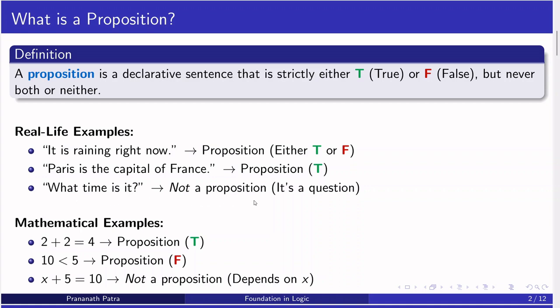But what time is it? That's a question. Questions don't make a claim, so they can't be true or false, not a proposition. Mathematically, 2 plus 2 equals 4, true, proposition. 10 is less than 5, false, but still a proposition. Here's the tricky one. X plus 5 equals 10. Is this a proposition? No, because the truth value depends on what x is. Without knowing x, we simply can't say. So it's not a proposition. It's what we call an open statement or a predicate. We'll deal with those another day.